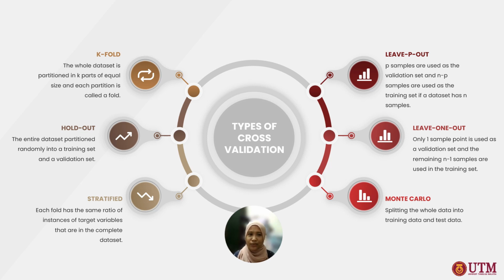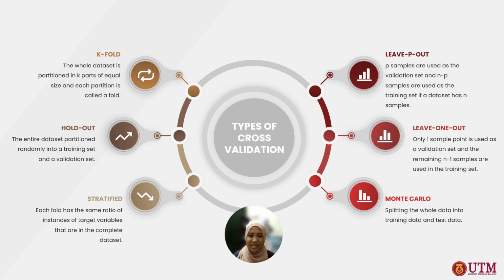The first one is k-fold. The whole dataset is partitioned into k parts of equal size, and each partition is called a fold. It's known as k-fold since there are k parts, where k can be any integer. The second one is holdout. Holdout cross-validation has the entire dataset partitioned randomly into a training set and a validation set. A rule of thumb is that nearly 70% of the whole dataset will be used as the training set and the remaining 30% will be used as the validation set.